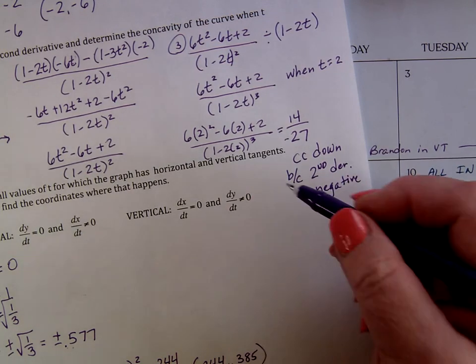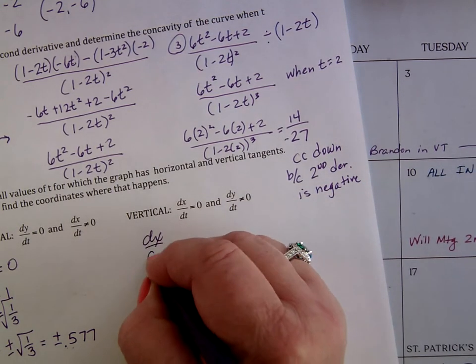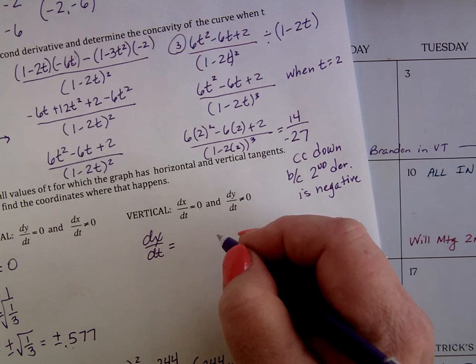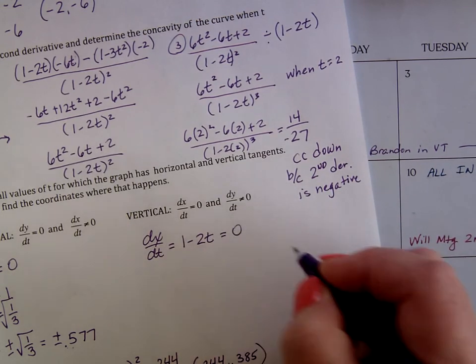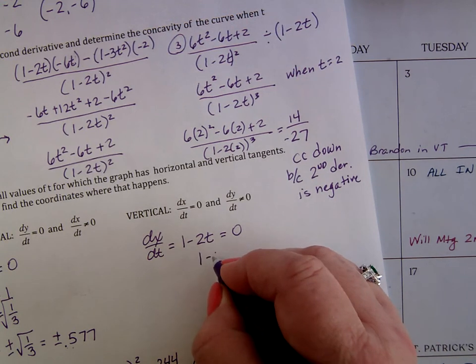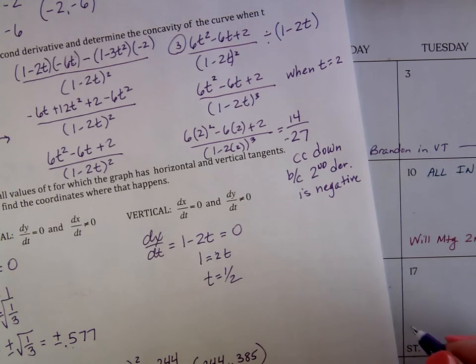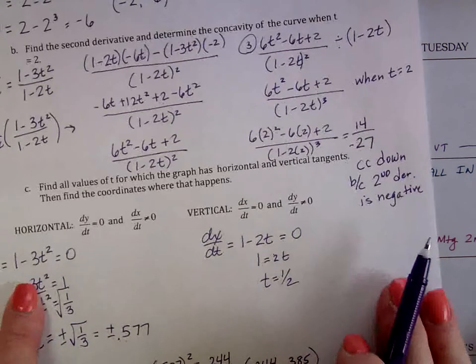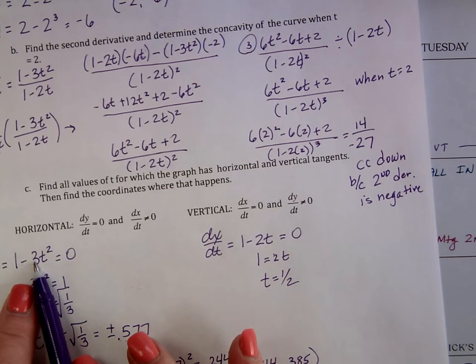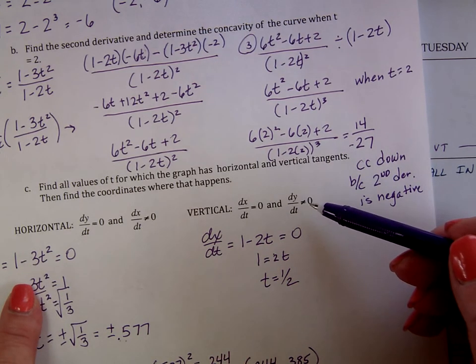Now, the second part is when it's vertical, so I'm going to do the same work, but I want to take dx over dt and set that equal to 0. Well, dx over dt from up above is 1 minus 2t. So I'm going to set that equal to 0. I end up with 1 equals 2t, and that means that t is 1/2. If I put a 1/2 into the dy over dt, I will not get 0 out. So the second condition is true, and I'm okay to move on.